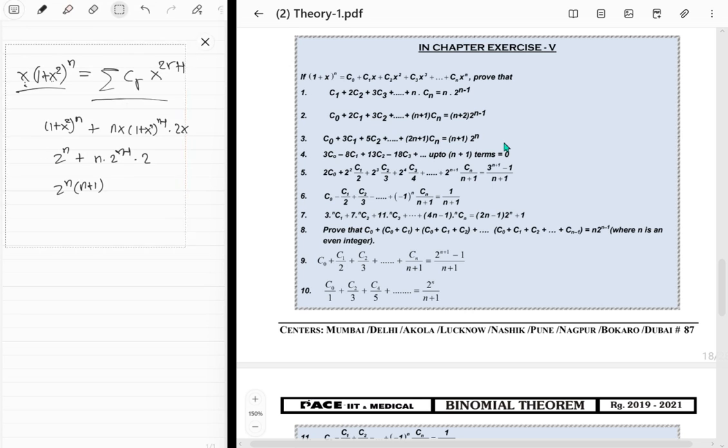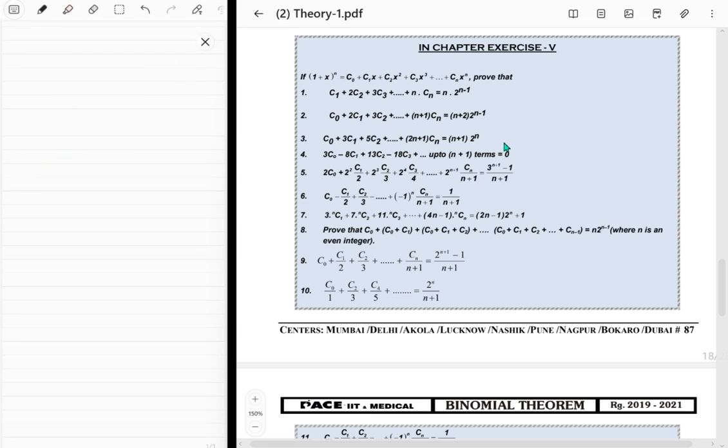Next is 3C0 minus 8C1 plus 13C2 minus 18C3 up to n plus 1 terms. So that is equal to 0. Notice the pattern. You have 3 and then you got 8, so there's a difference of 5, and then you got 13, a difference of 5, and that's alternating. So what I'll do is just figure out what (1 minus x power 5) is, because difference of 5, and then you have an alternating series.